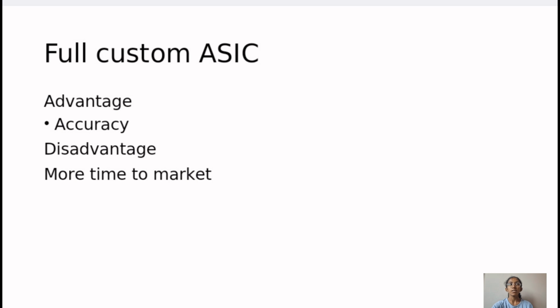In full custom ICs, let me tell you the advantages and disadvantages. One advantage is accuracy, and in disadvantages, it takes more time to get to the market, and also more time for the design.